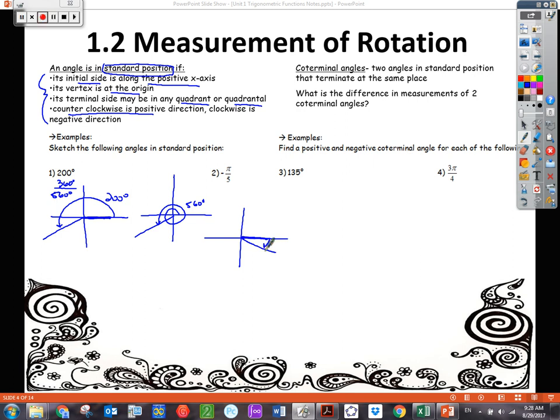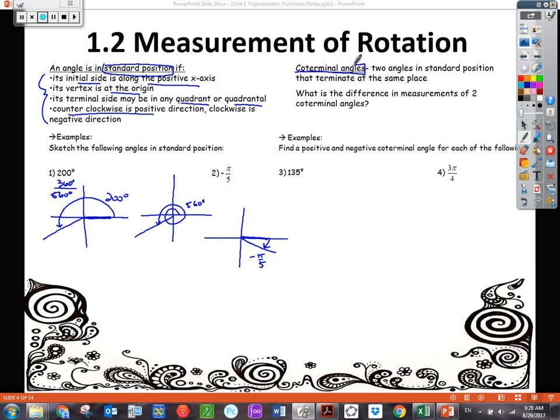I'm going to show this rotation, and then I'm going to label my angle as negative pi over 5. And that's all there is to standard position. Questions on that? So when you see a question that says, sketch the following angle in standard position, you know exactly what's expected.